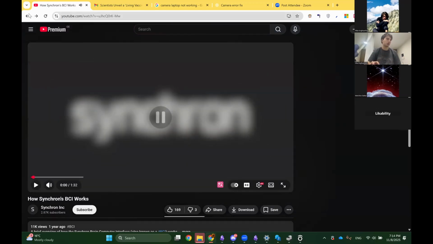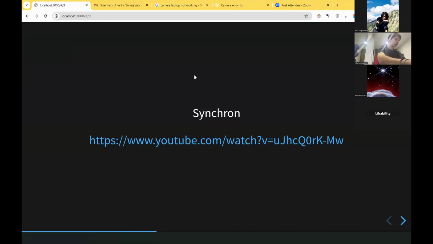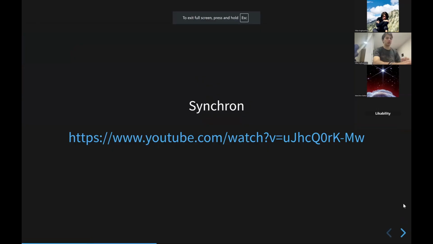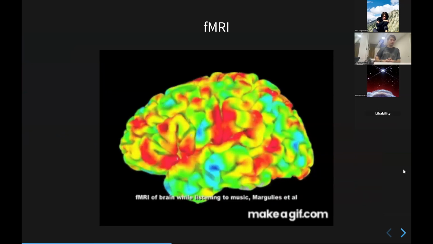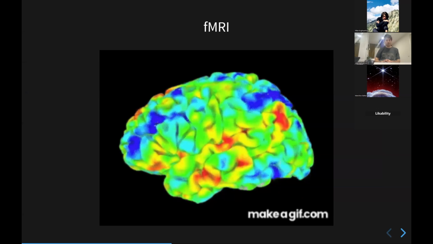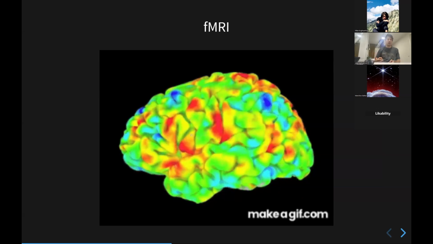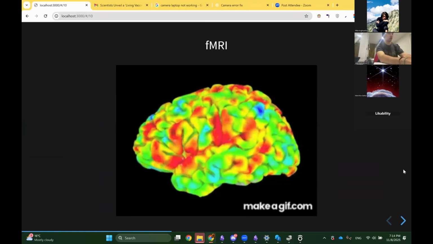Now let's move back to our presentation because there's a couple others that I want to cover as well. Again, if you have questions at any moment, interrupt me. And yeah, let's continue. So, fMRI is another interesting tool. fMRI is a giant machine, by the way. Let me just show you what it looks like.